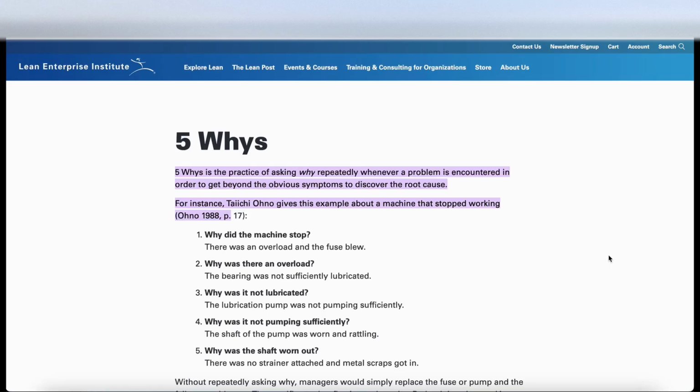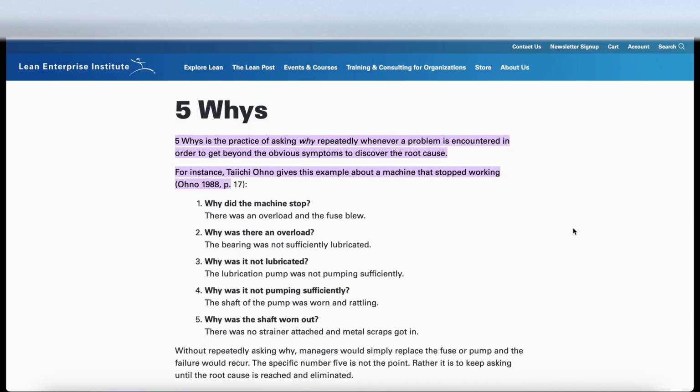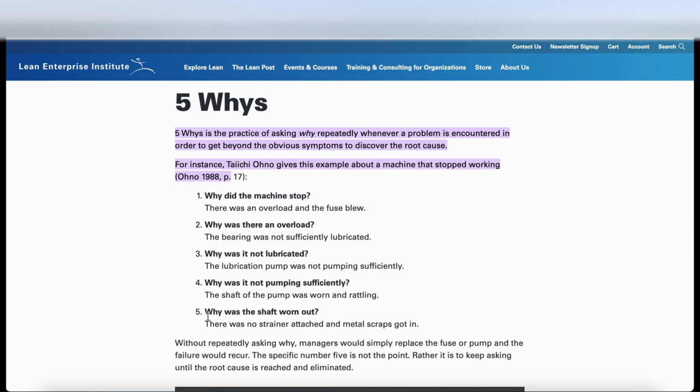Okay, so jumping into the computer, I have gone to lean.org, which is the website, and it just gives us a breakdown of the 5 whys. So the 5 whys is a practice of asking why repeatedly whenever a problem is encountered in order to get beyond the obvious symptoms to discover the root cause. So they give us an example below about a machine that stopped working. So we've got 5 whys down here.